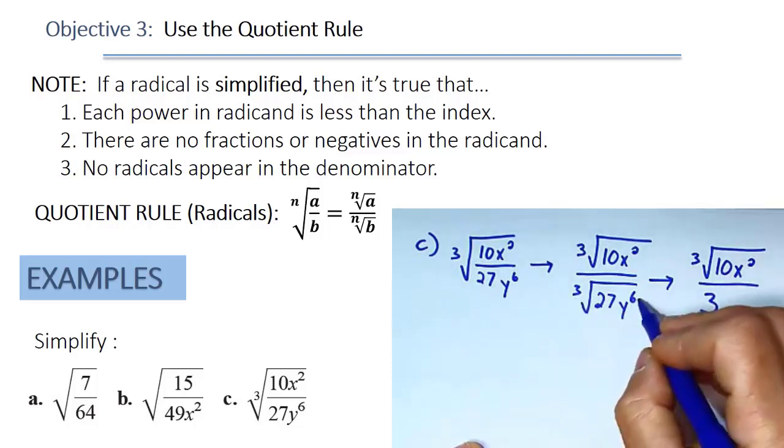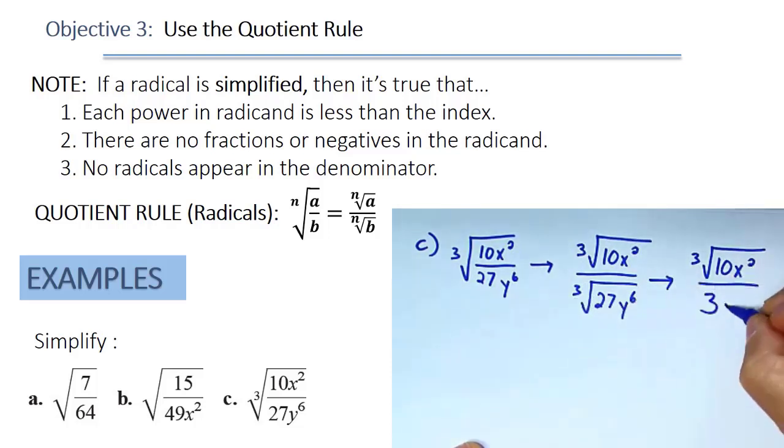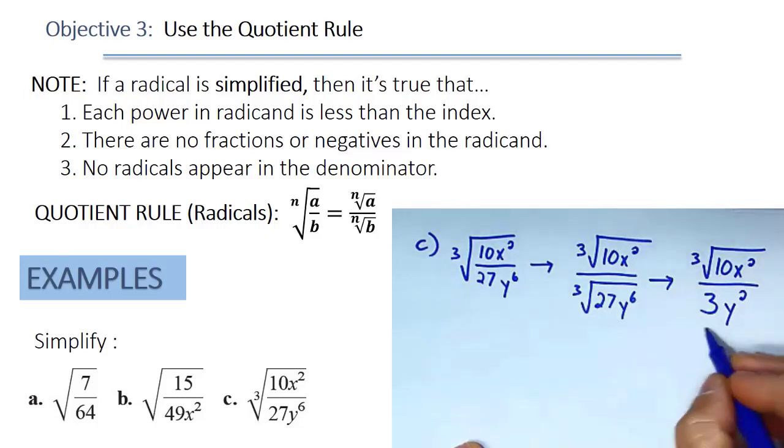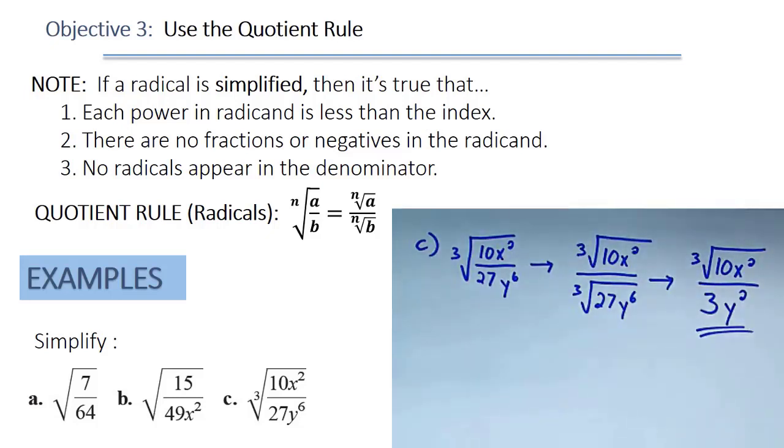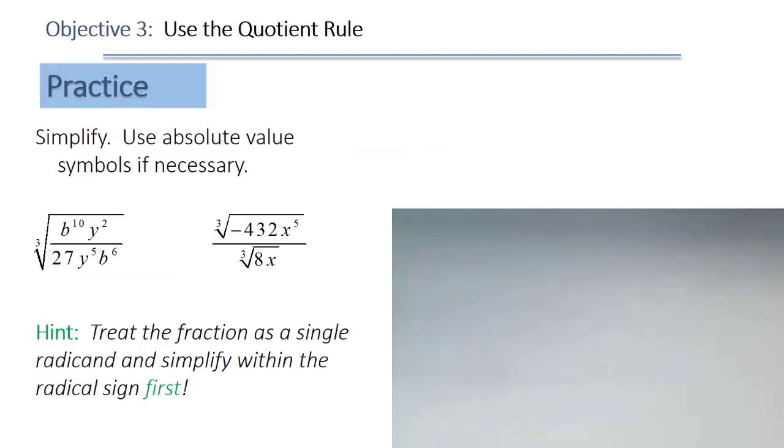and the cube root of y to the 6, the y escapes twice, and that's y squared. And we're done. Hopefully that's what you got. No absolute value signs there because that is an odd index. Okay, I would like you to do these, but I'm going to give you a hint on the first one.